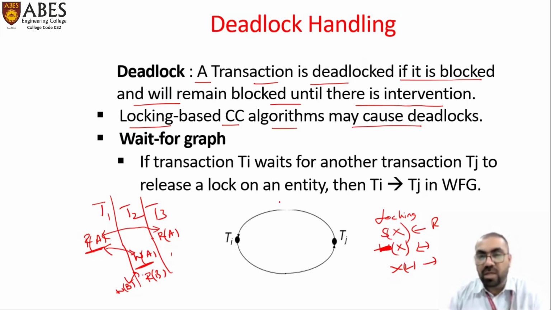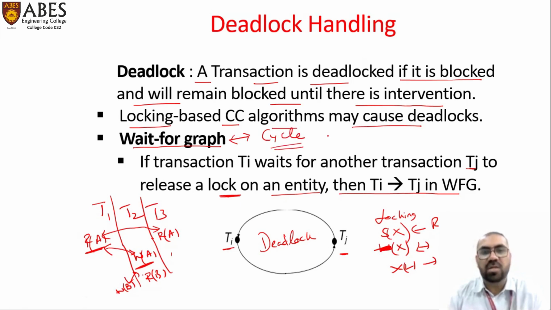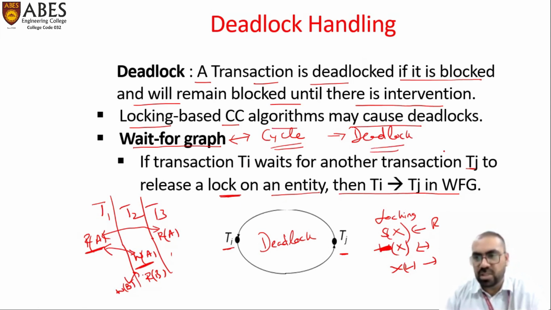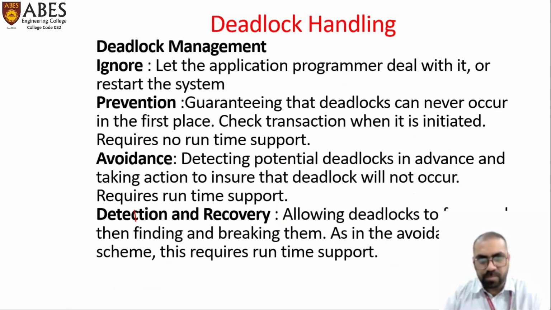Now, how can we remove it and how can we check for it? The most important point, first of all, is the wait-for graph. If a transaction Ti is waiting for another transaction Tj to release a lock on an entity, then Ti to Tj is in the wait-for graph, and we can say that they are in a deadlock condition. If a cycle exists in the wait-for graph, we say that there is a deadlock, and this is one of the most important and easiest ways to find it out. Now, let us see what other things we have to cover in deadlock.